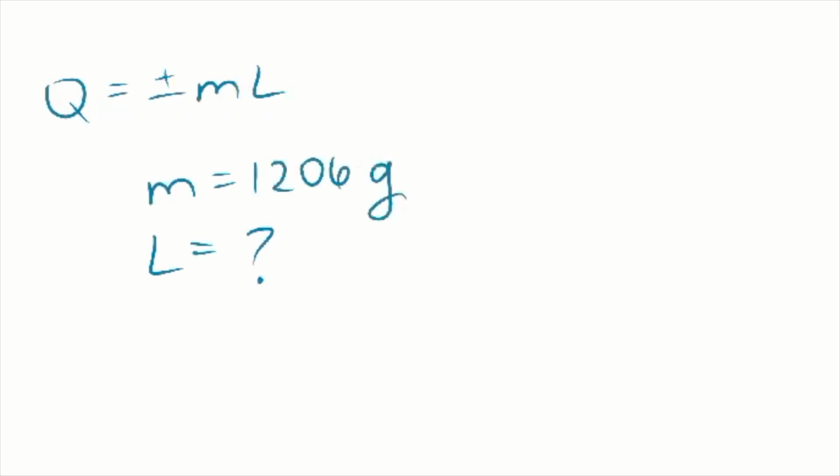Because we're changing phases from the liquid batter to the solid product, we have to use the equation Q = ±mL. So our m is about 1,206 grams, but I looked it up and I couldn't find the latent heat of fusion for brownie batter or anything similar to that, so we cannot calculate this one.